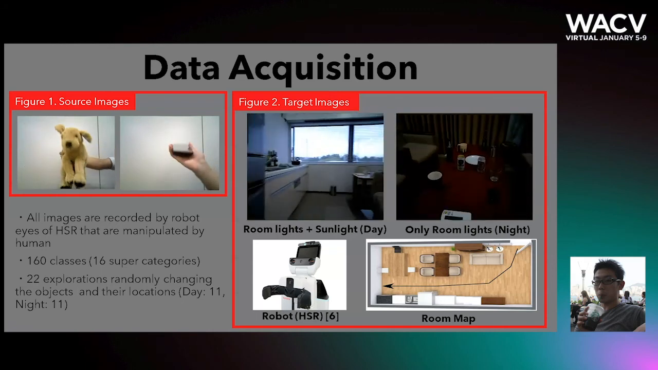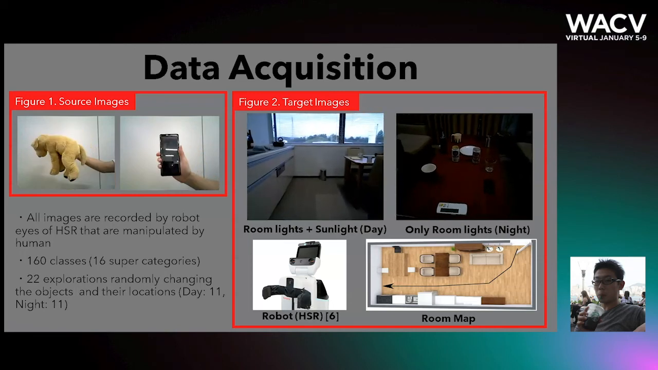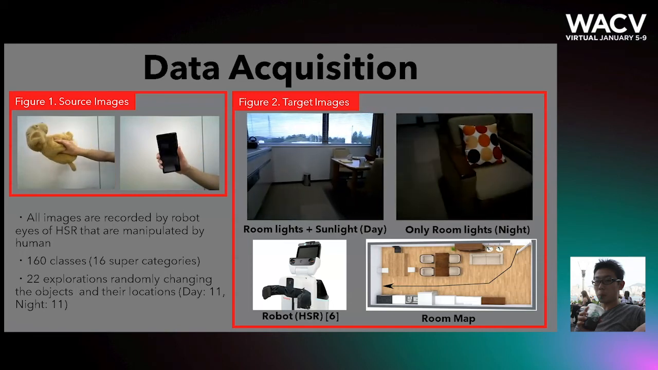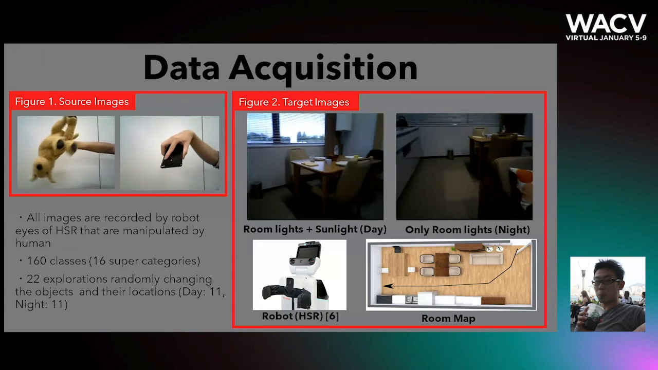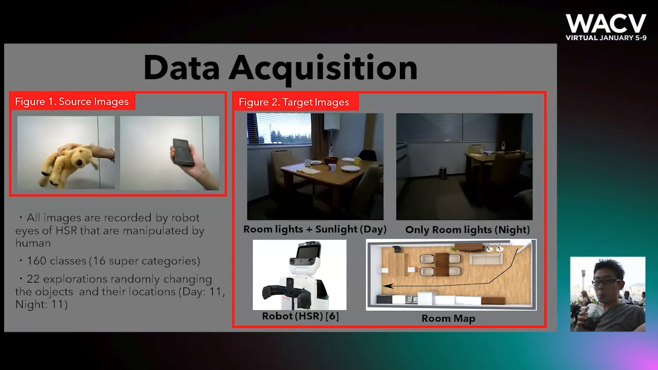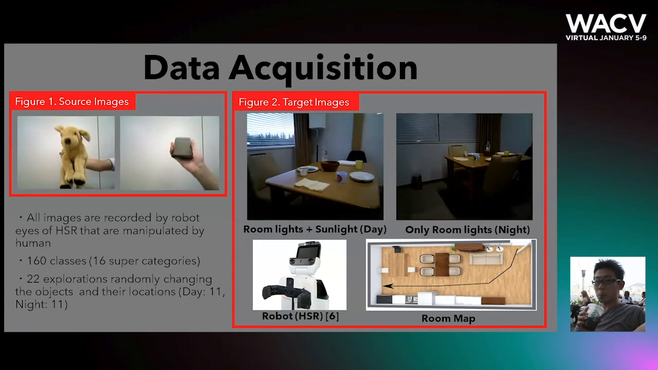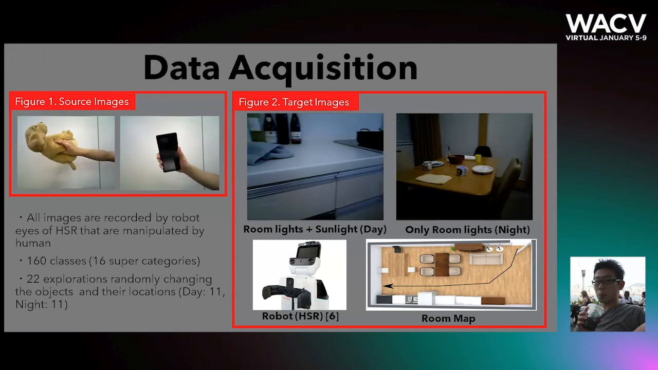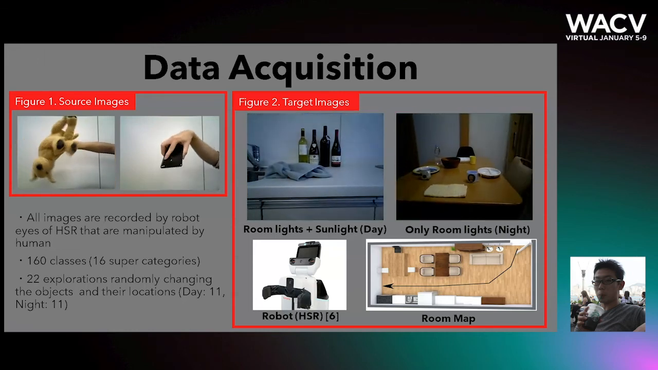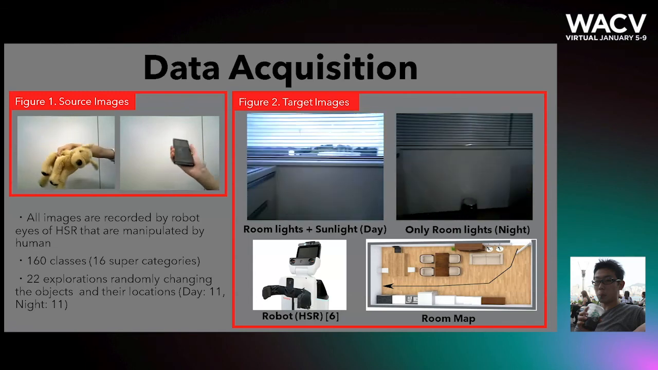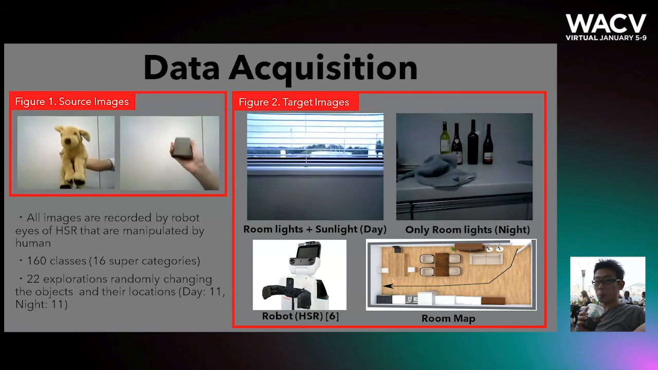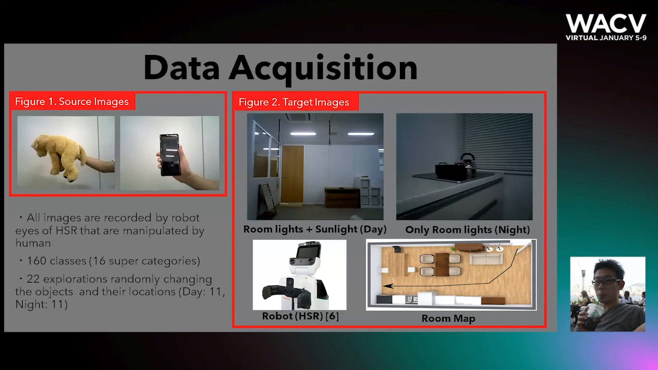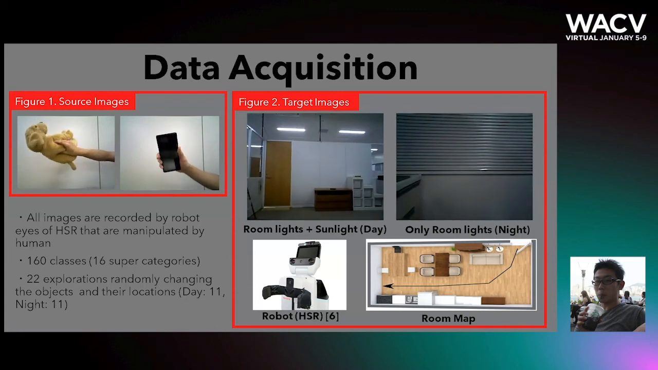Figure 1 shows some examples of source images. We show each object to the HSR in front of a uniform background while rotating it by hand. As target images, we manipulate the HSR and collect images in an experimental home environment, as illustrated in Figure 2. We conduct 22 explorations, randomly changing the objects and their locations for each exploration.